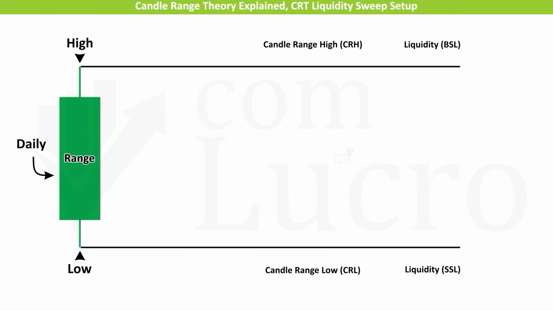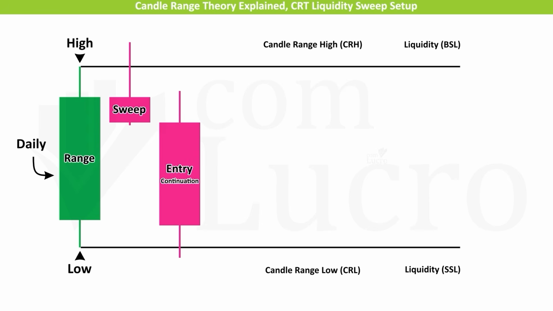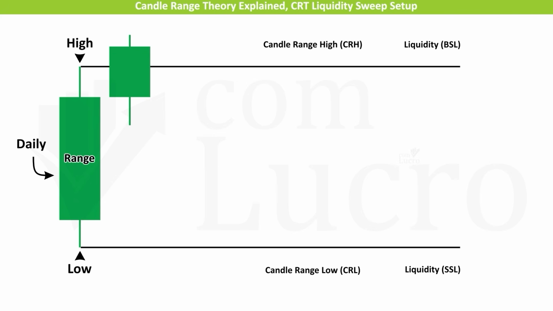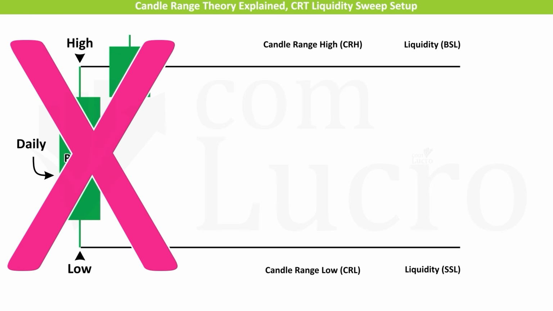Now, when the second candle moves above the CRH and then quickly returns inside the range, that movement is called a liquidity sweep. In many cases, once liquidity is taken on one side, price will rotate toward the opposite side of the range. The same logic applies in reverse. If price sweeps below the CRL and closes back inside the range, it often seeks the liquidity resting near the candle range high. However, there is an important condition. If the second candle closes decisively above the CRH, the CRT setup becomes invalid. In that scenario, the market is expanding, not rejecting the range.